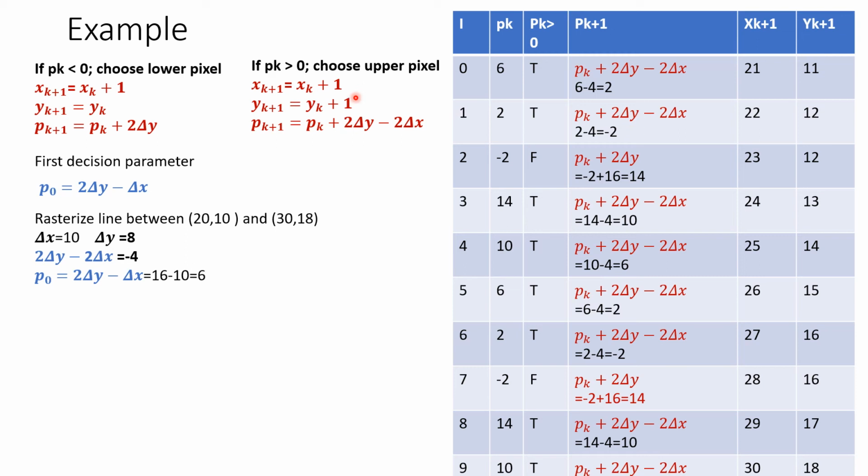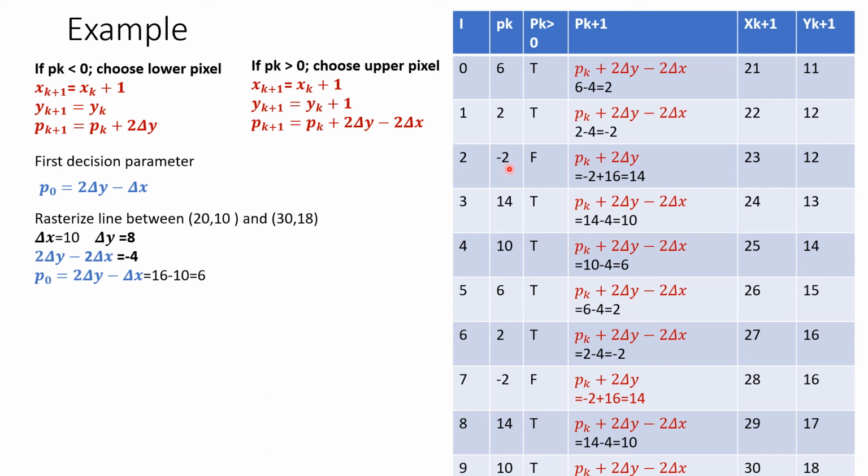And the value of xk plus 1 and yk plus 1 is simply plus 1. So we get 21, 22 over here, and 11, we'll get 12, 11 plus 1, 12. In the next iteration, we use minus 2 as a decision parameter. Minus 2 is positive? No, it is not positive. So we are going to use these set of calculations, where the next decision parameter is obtained by this formula, pk plus 2 del y, and the value is 14, which is given in the third iteration.